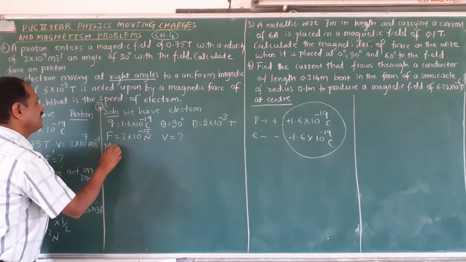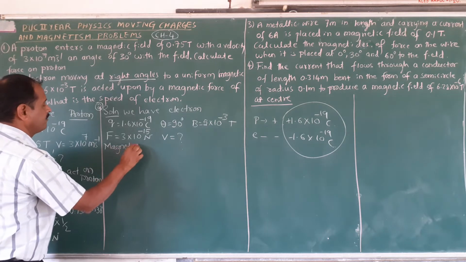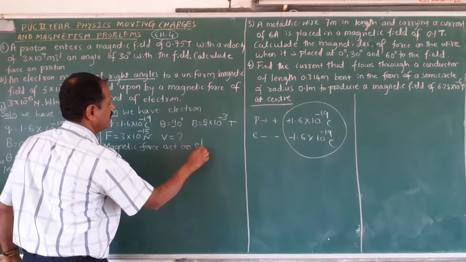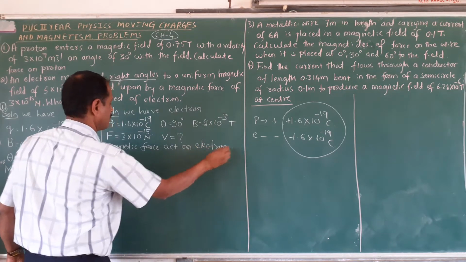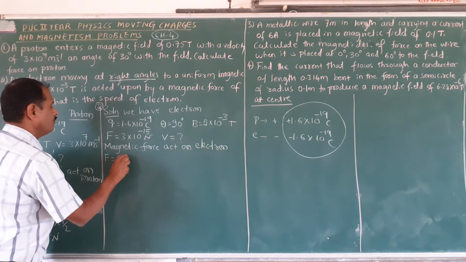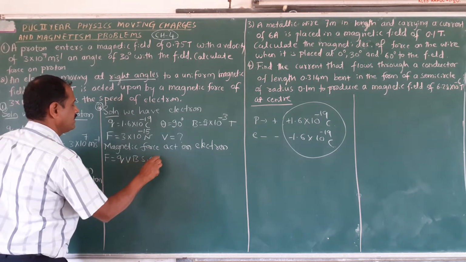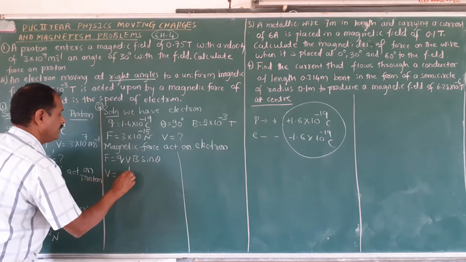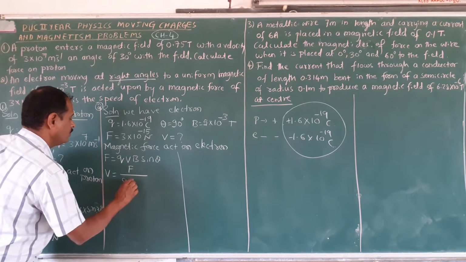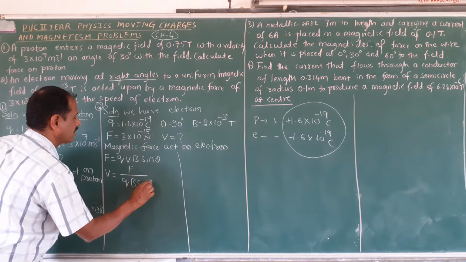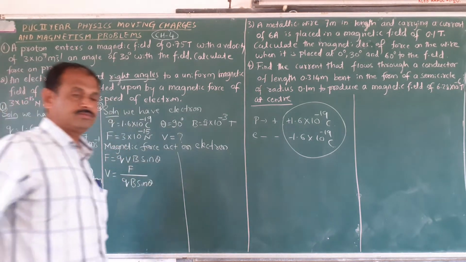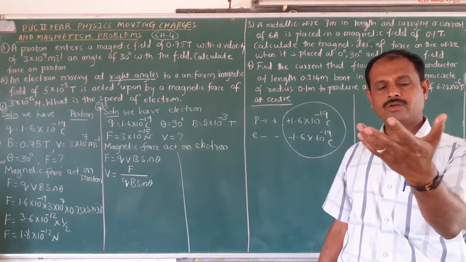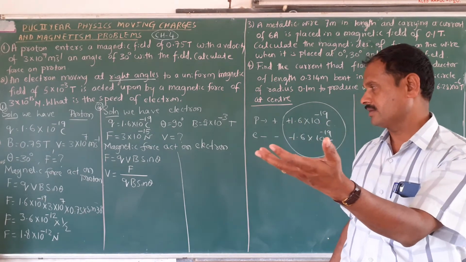Magnetic force acting on the electron, F is equal to QVB sin theta. What you have to take here? V you have to take. V is F upon QB sin theta. Force is given here. You have to calculate the velocity of the moving electron here.